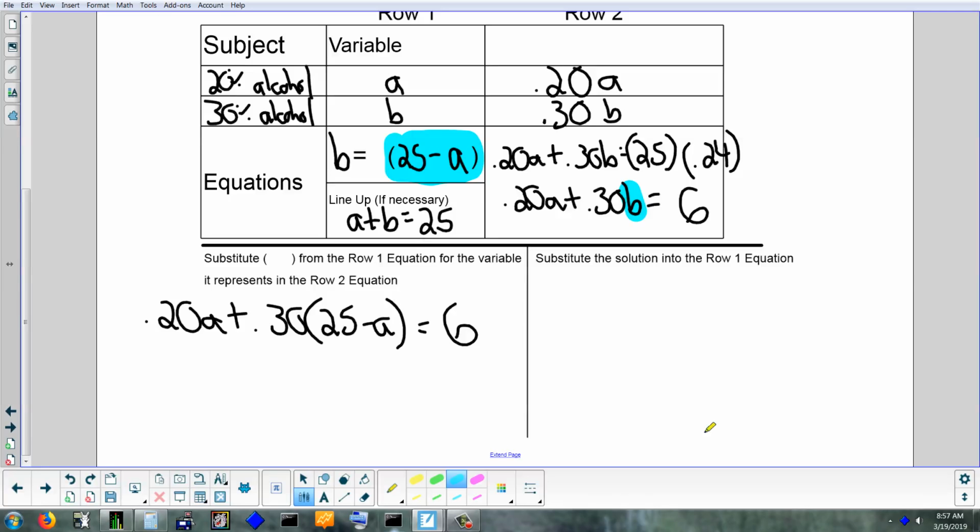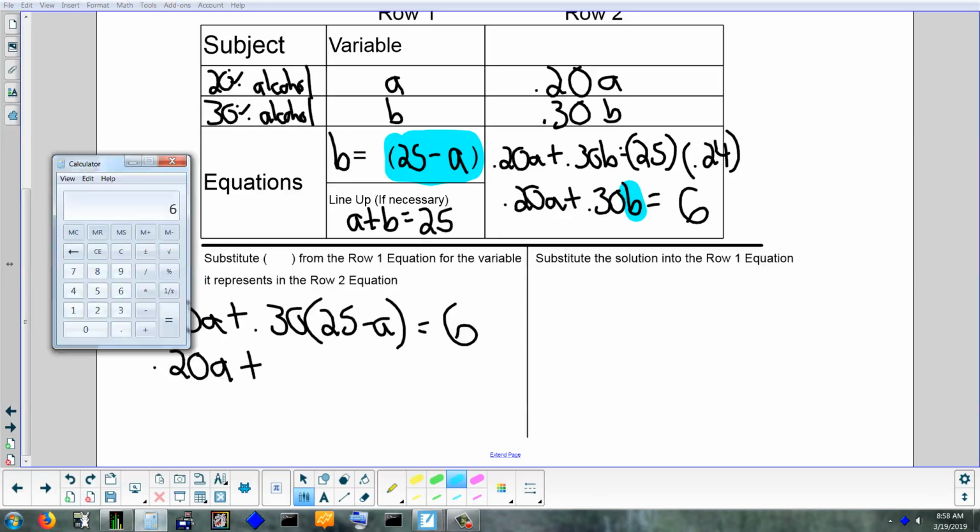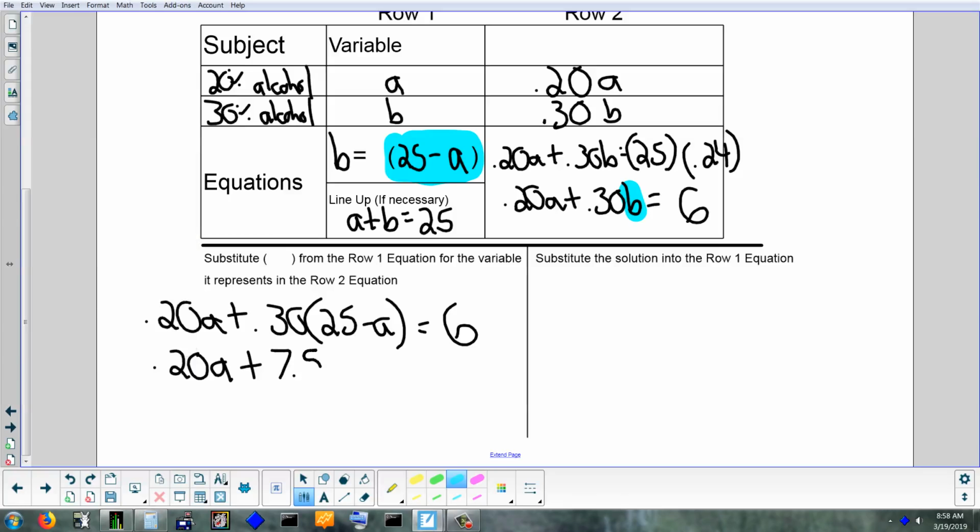What do I want to do now? Distribute. Like Donovan just said, distribute, right? So 0.20A plus 0.30 times 25. Agree, Mr. Hager? Yes. Okay, that's 7.5. Then I'm going to do 0.30 times A. When I do that, what do I get? 0.30A. Let's put them together.